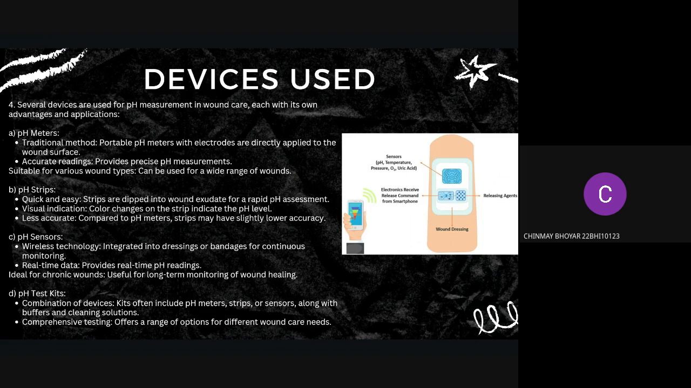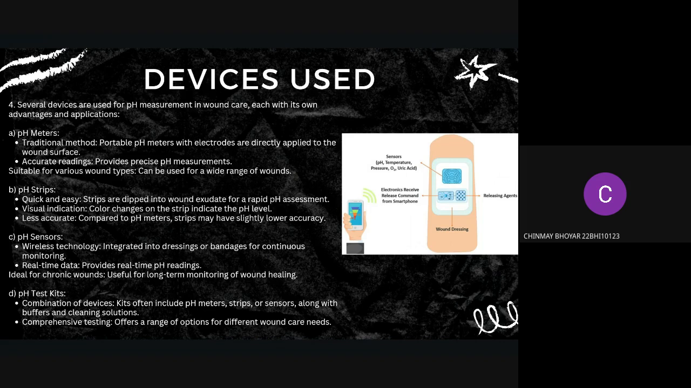Third come pH sensors. They can be used via wireless technology and are integrated into dressings or bandages for continuous monitoring. So they provide real-time data of the pH readings. They are ideal for use in chronic wounds where long-term monitoring of wound healing is required.